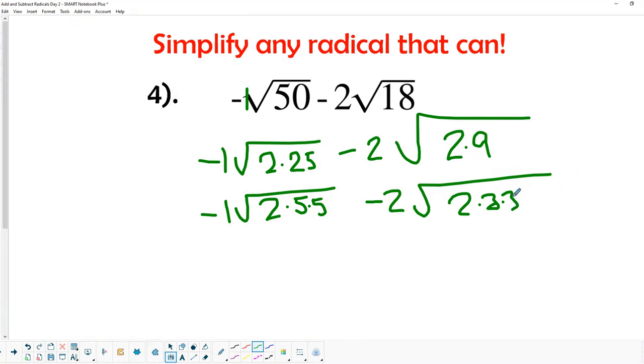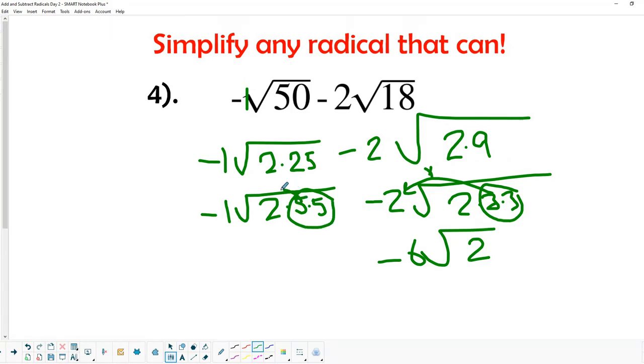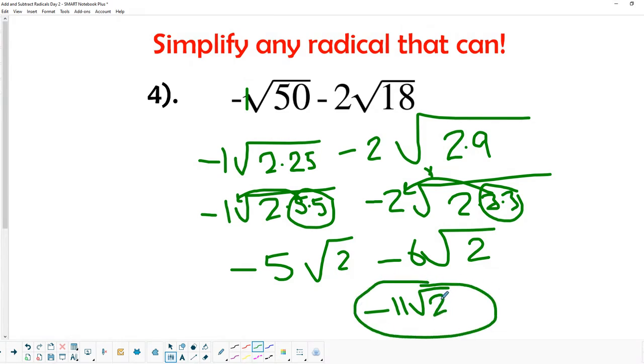All right, so let's look at the matching pair we have there. We've got 2 3s, so one of them will come out and get multiplied by that 2 right there. So this will be -6 square root of 2, or minus square root of 2. One of these 5s will come out, get multiplied by that one. So we'll have -5 square root of 2. And -5 and -6 is -11 square roots of 2. Very nice.